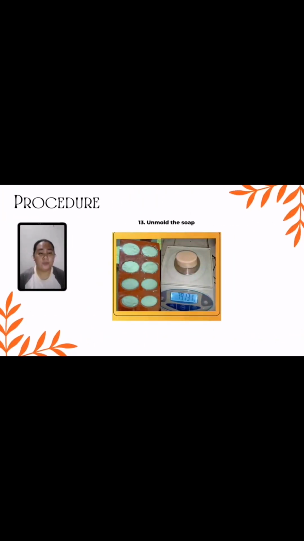We cover it with a sterilized cloth to allow the soap to sit in the molder for 48 to 72 hours, which is equivalent to 2 to 3 days at room temperature. Allow it to cure for 7 to 10 days. After it has cured and hardened, we weigh it. We take one sample and weigh it to see if there are any changes in terms of weight between the first weighing and the final weighing.